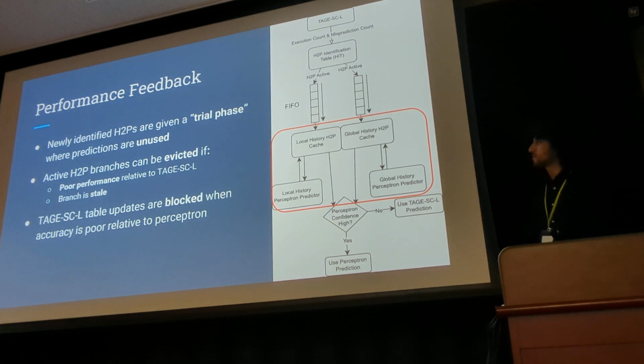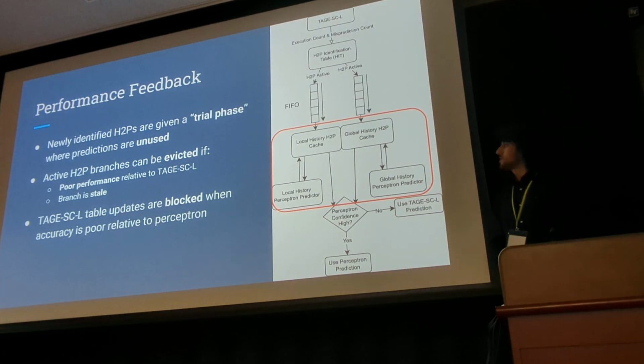One thing we noticed is sometimes the perceptrons were overconfident early on, so we have a trial phase. Once an HTP branch is identified, we wait for some trial period before we actually use these predictions. And of course, if we find that the local history perceptron or the global history perceptron are failing to predict these branches relative to TAGE, or performing poorly relative to TAGE, we evict them.